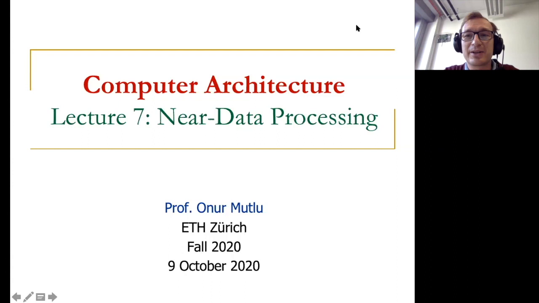Okay, today we're going to continue computation in memory. I titled this lecture Near Data Processing, since yesterday we talked a lot about inside the memory chip computation. Today we're going to talk more about a little bit outside the memory chip, in the logic layers. But again, a lot of the discussions that we will have will be applicable to whatever you do inside as well. So I intend to finish this topic today.